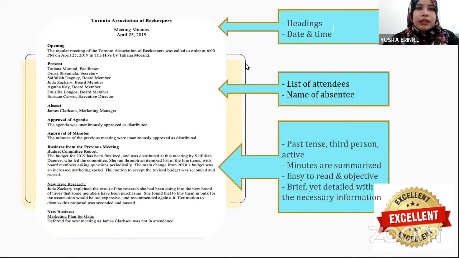Okay, so this is one of the examples. Up here we have the headings, date and time. Then we have the opening. The opening was called to order, when, the date, and where. So that's why for me this is the introduction, basically. The introduction is not an introduction paragraph, but just the details of the meeting.